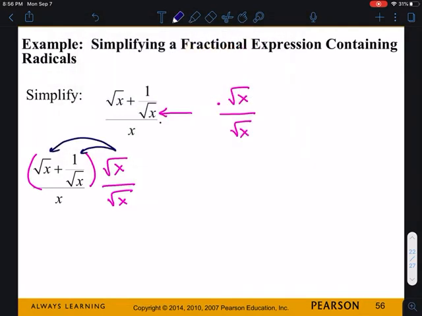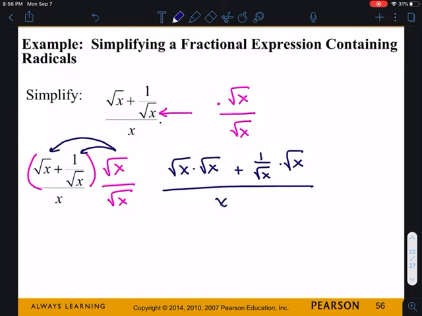Distribute this out here. So square root of x times the square root of x, just for the sake of seeing what we're doing, we'll write that out. And then if I take an addition sign, I have that 1 over the square root of x, which multiplies by a square root of x. And then on the bottom of my fraction, we have that x times the square root of x. So we simplify this down. Square root of x times square root of x, that's just going to give us x. 1 over square root of x times square root of x, well, those two things cancel, which is just going to give us a plus 1.